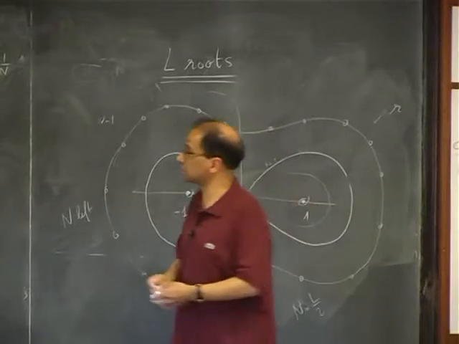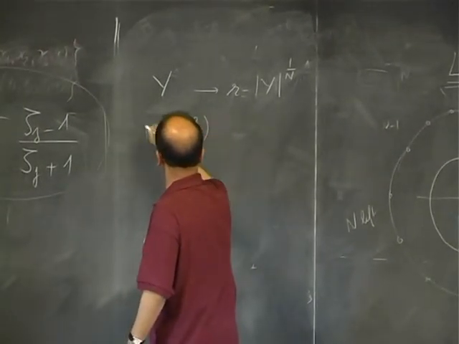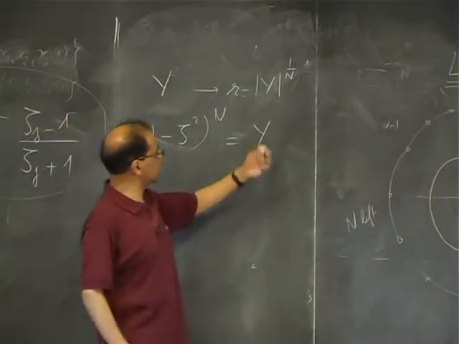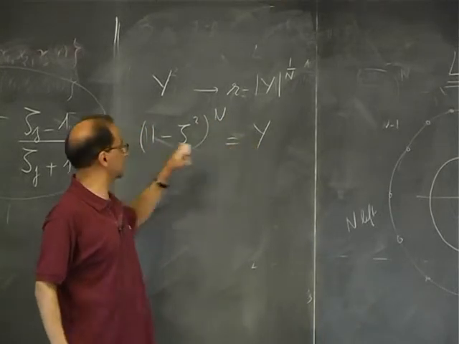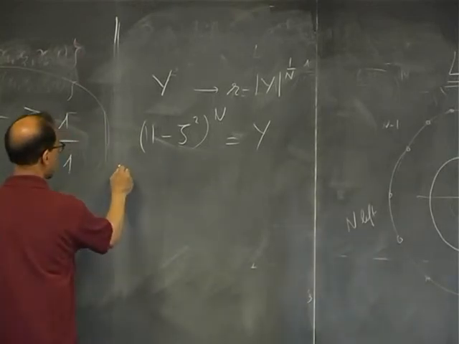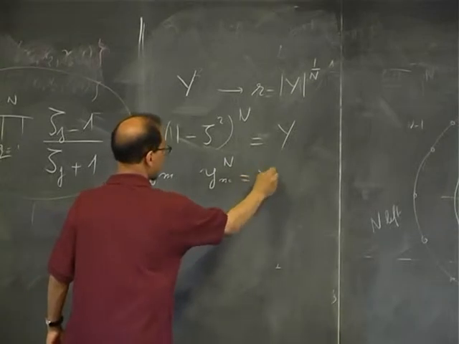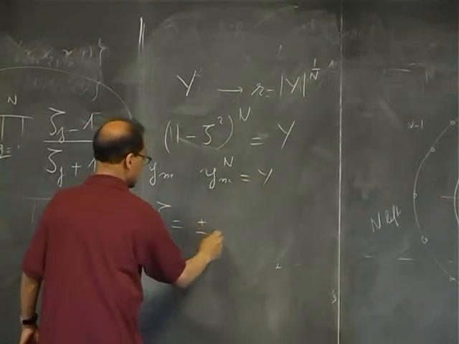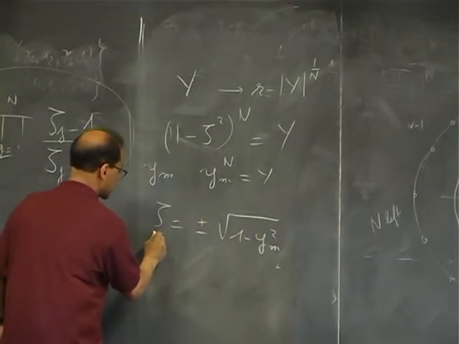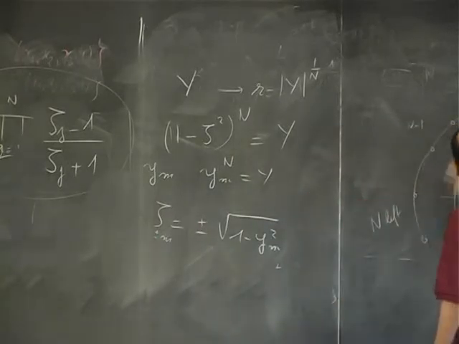If I solve my equations, I will find them. I just have to solve this equation, and this I can do. I just have to take the nth root of y and then take the square root of 1 minus the nth root. If I call ym such that ym to the power n is equal to y, zeta is plus or minus that. I have to count how many I have and so on. I will have 2n, and they will all lie on this curve.